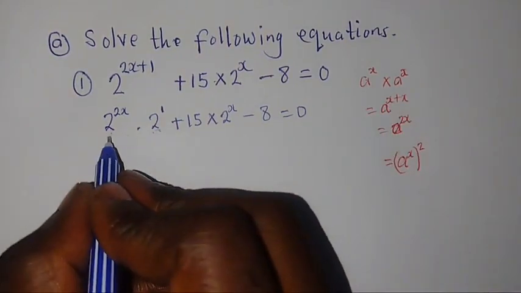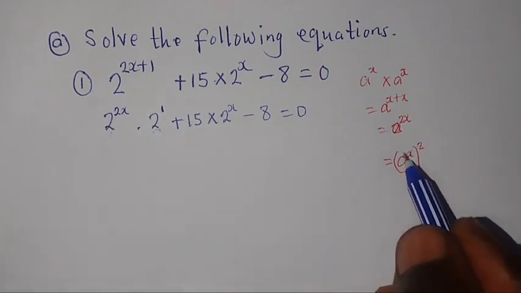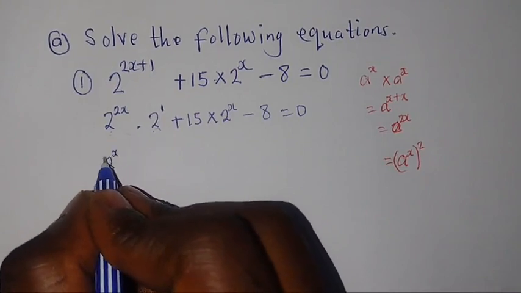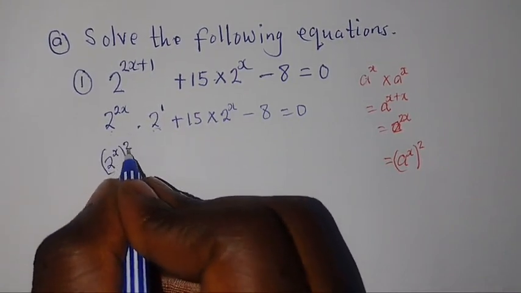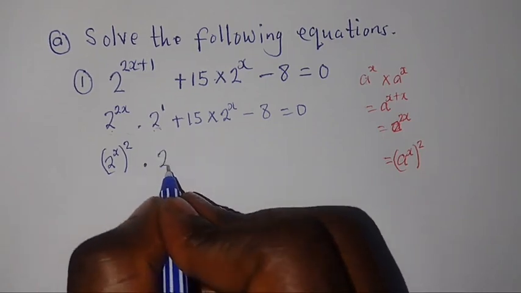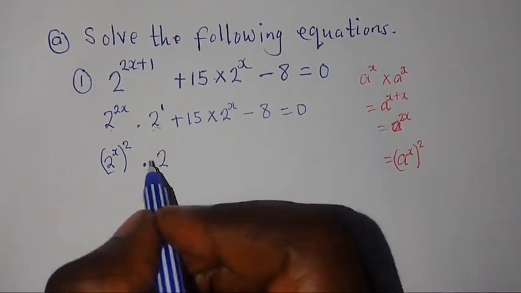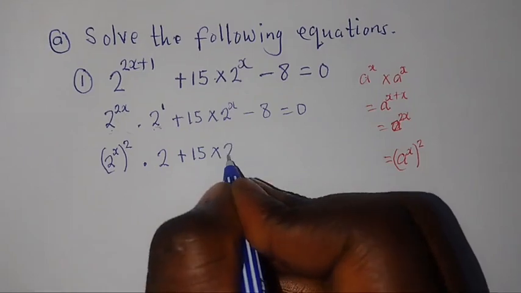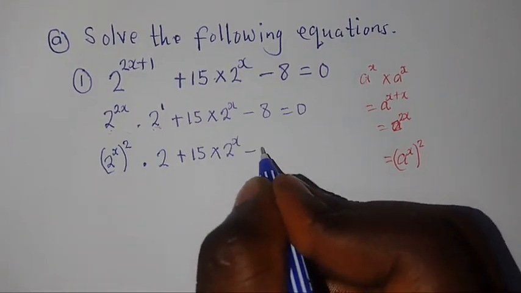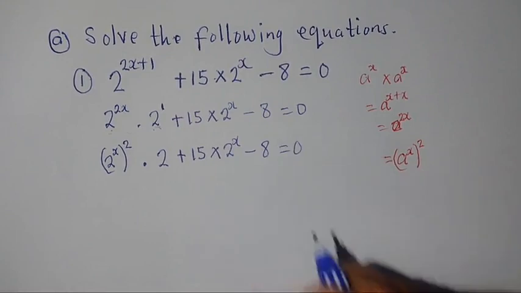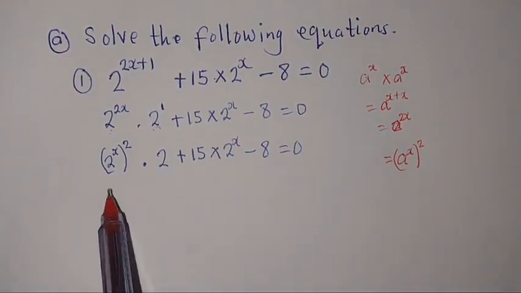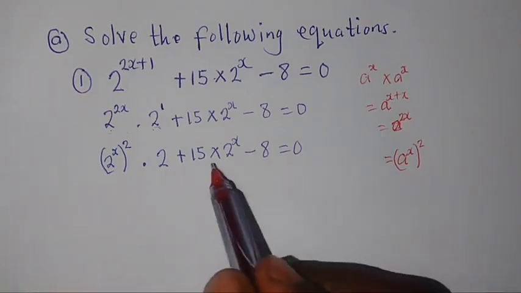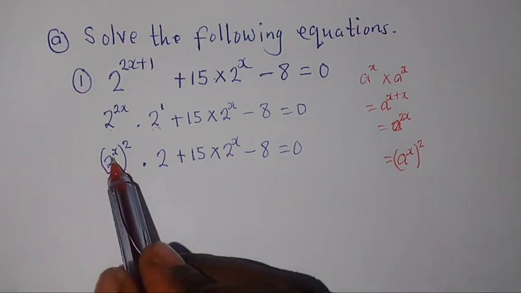Now from here, you are going to apply this principle right here. So we just say 2 raised to the power of x, squared, times 2, because 2 to the power 1 is just 2. Then plus 15 times 2 raised to the power of x, minus 8, is equal to 0. Now, once you are on this stage, you can see you have the common term 2 to the power x. Again, here there is 2 to the power x.